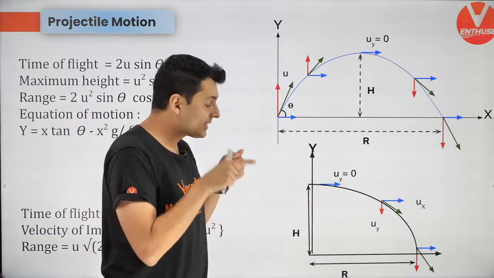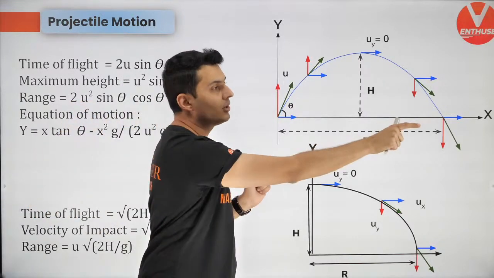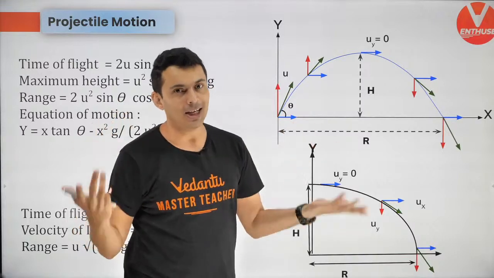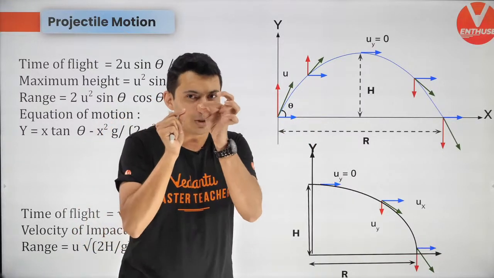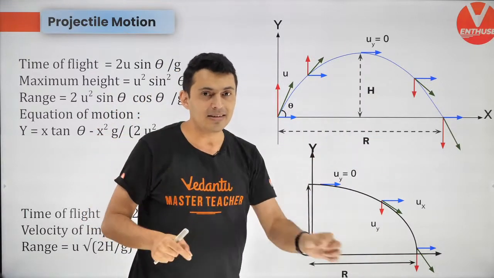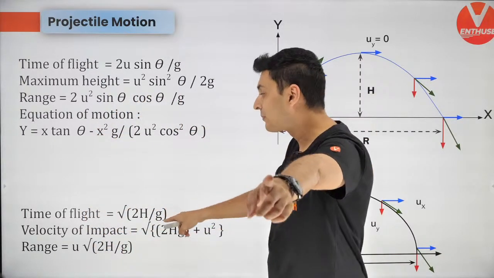Why? Because understand, when you throw it horizontally, there is no y velocity. And when you drop it, that time also there is no y velocity. So don't you see that both of them will come down with the same acceleration downwards in the same time? So you can see the formula is the same.